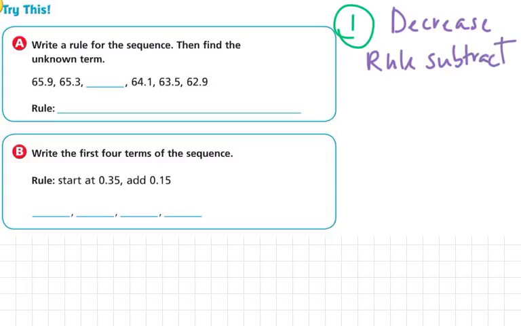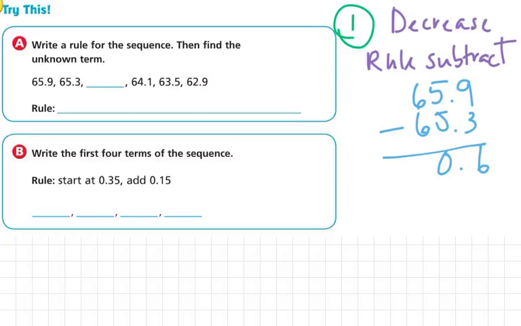So what I'm going to do is take the terms that I do know, the first two terms, and subtract those two because I want to figure out what the rule is. So I'm going to take 65 and 9/10, and subtract 65 and 3/10. 9 minus 3, boys and girls, is going to give us 6/10. So let's see if 6/10 is our rule. Let's go to the next number in the sequence.